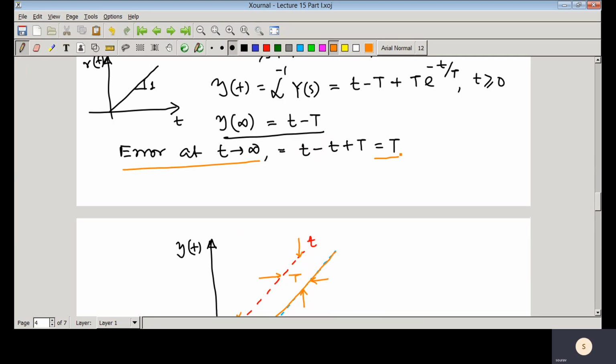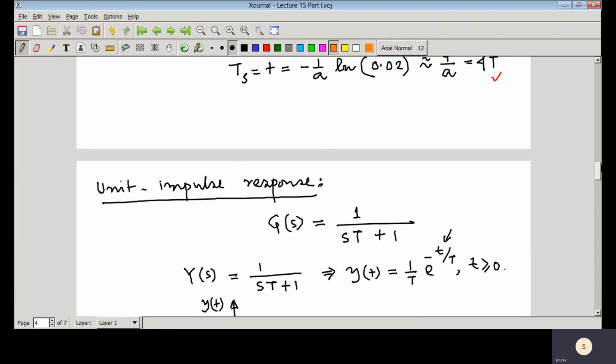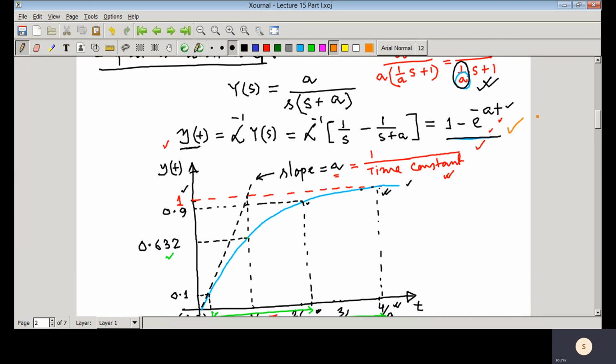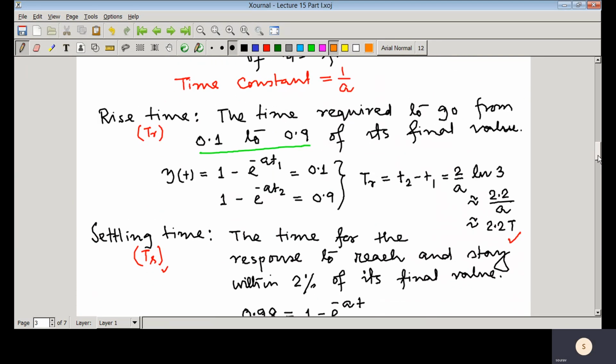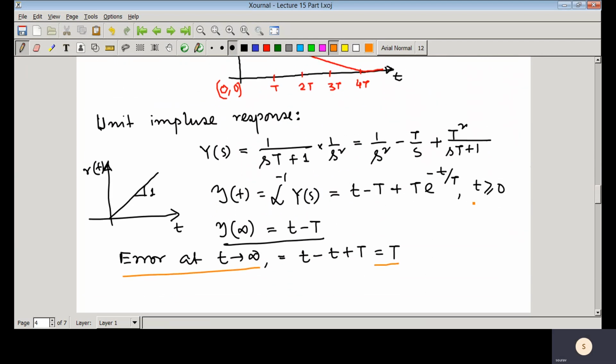So it is interesting to note that whenever we apply a step input, then we have this response, and whenever we apply a unit impulse, then we have this response, and whenever we apply a unit ramp, then we have this response.